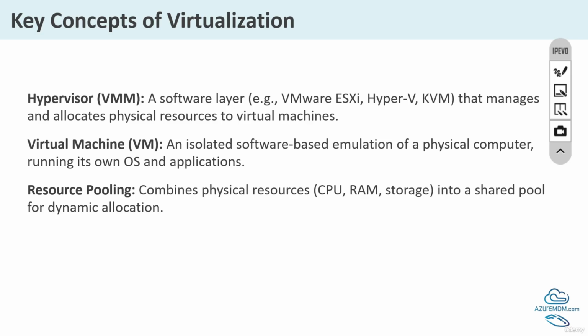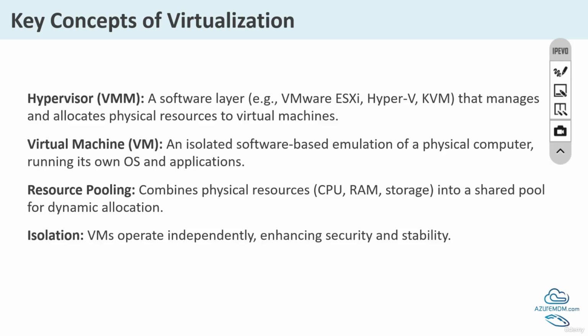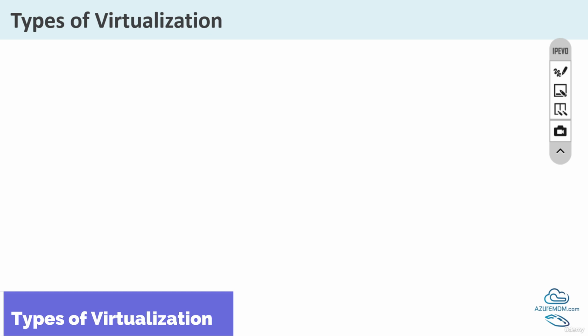Resource pooling. It combines physical resources like CPU, RAM, and storage into a shared pool for dynamic allocation. Isolation. Here, VMs operate independently, enhancing the security and stability of your work. Now, the types of virtualization.